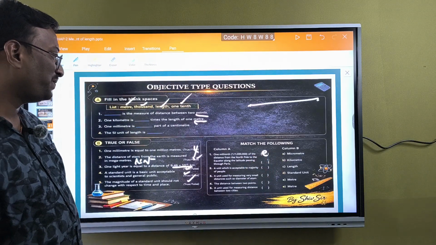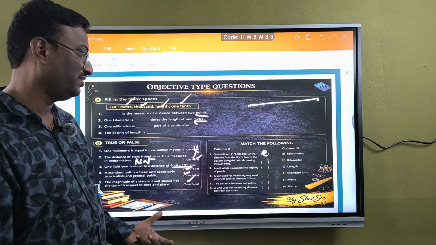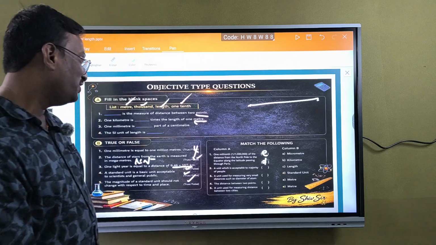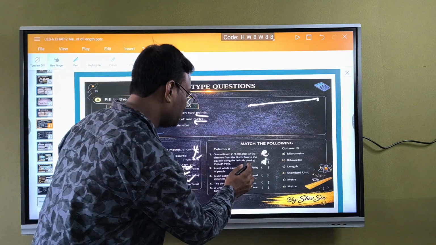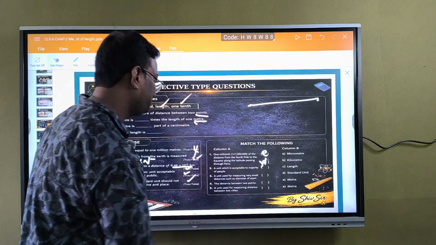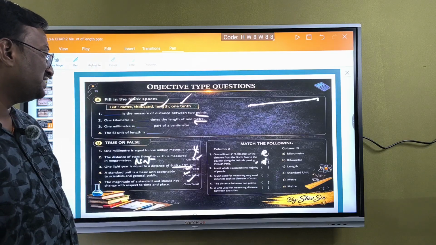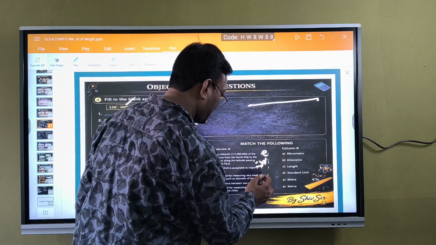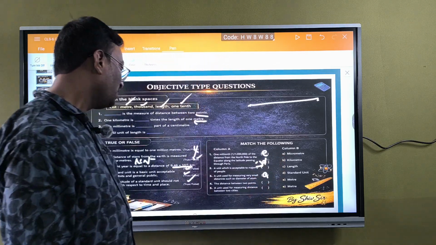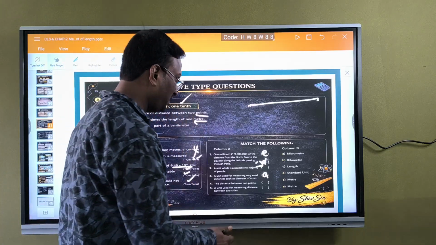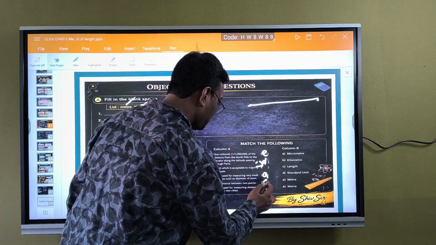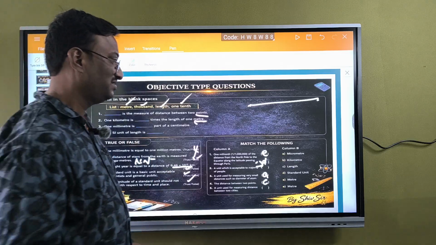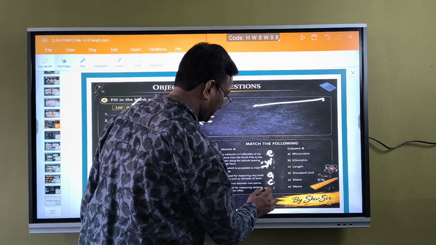A unit which is acceptable to the majority of the people is called the standard unit. A unit used for measuring very small distances, like the diameter of very small things, that is micrometer, A. The distance between 2 points is called length, we already discussed it, that is C. A unit used for measuring the distance between two cities, that is kilometer, B.